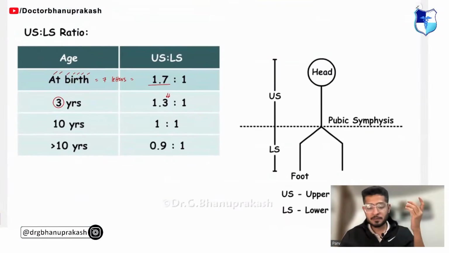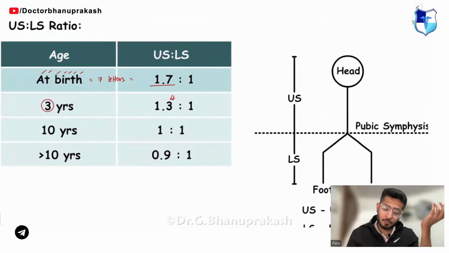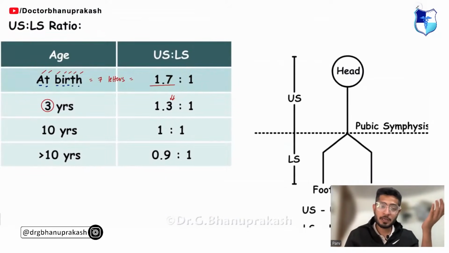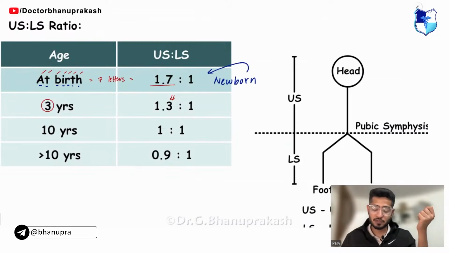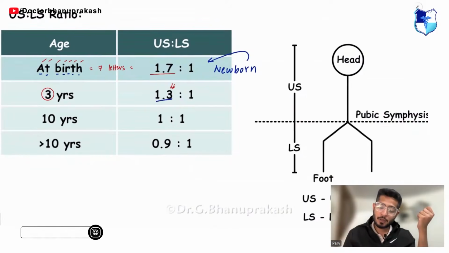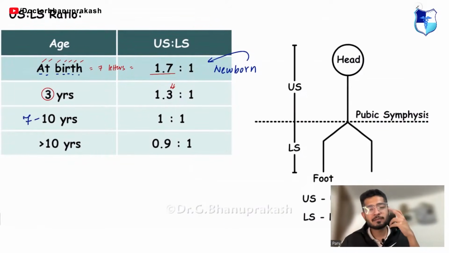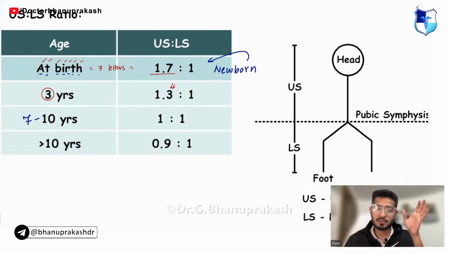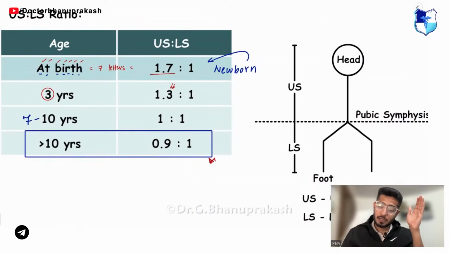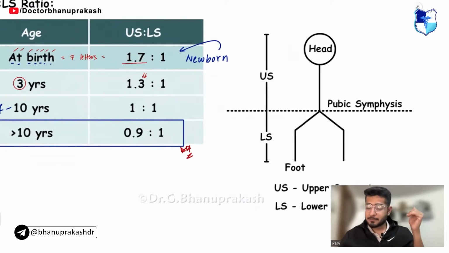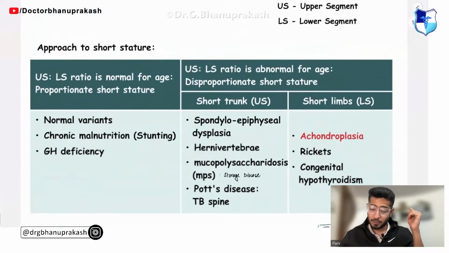So the upper segment to lower segment ratio, I have told you, at birth: 1, 2, 3, 4, 5, 6, 7. So at birth, 7 letters, 1.7 is to 1. Otherwise, sometimes we write it as newborn, which also has 7 letters, again 1.7 is to 1. At 3 years, it is going to be 1.3 is to 1. At 7 to 10 years, some books write 7 years, some books write 10 years, it's 1 is to 1. But after 10 years, it's going to be 0.9 is to 1. This is something you have to remember. So the upper segment to lower segment ratio is something you have to understand.